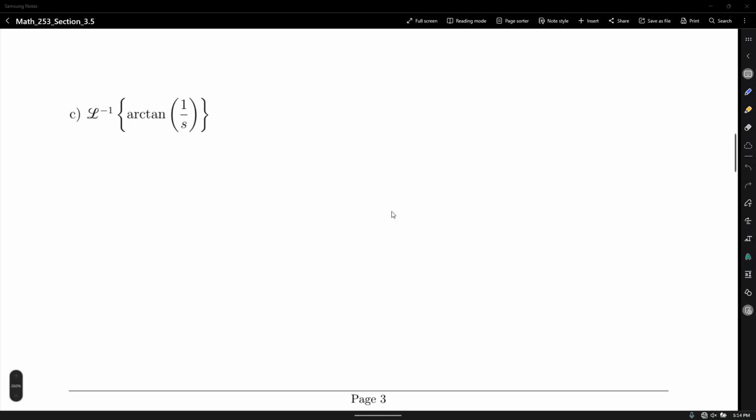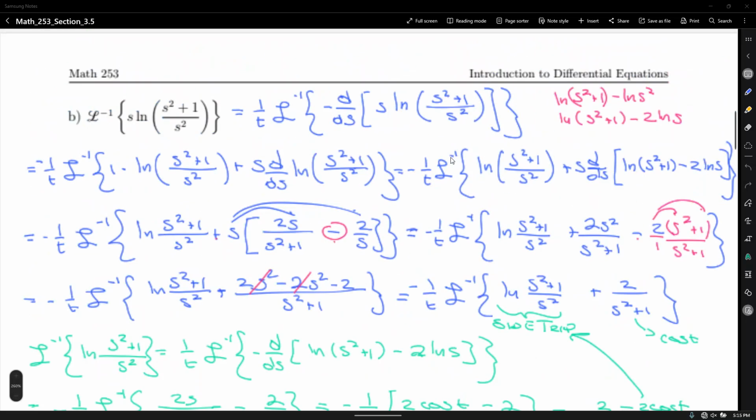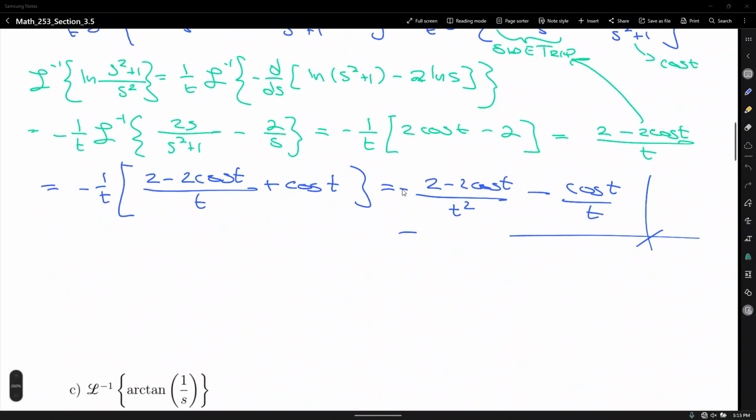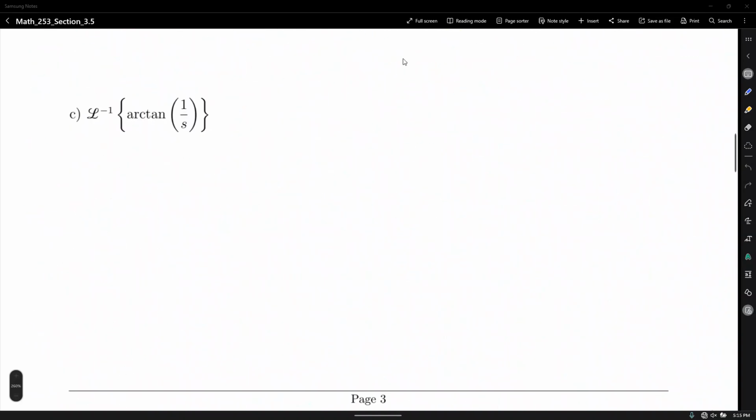The inverse transform of arctan of 1 over s. All right. So, what do we do in this case? Well, we're going to use the inverse form of the derivative of a transform. That is, it's 1 over t times the inverse transform of the derivative of the Laplace transform here. All right. So what are we going to do here?